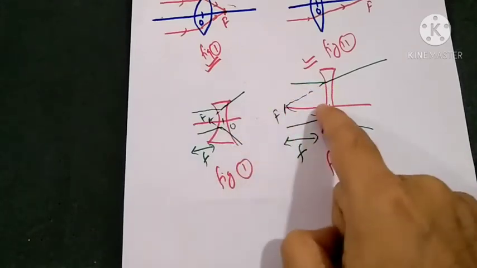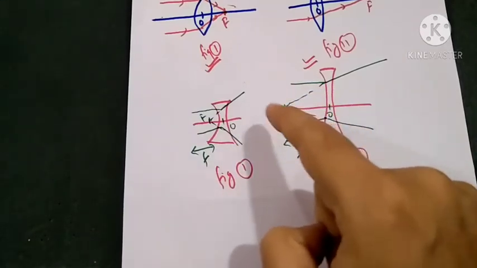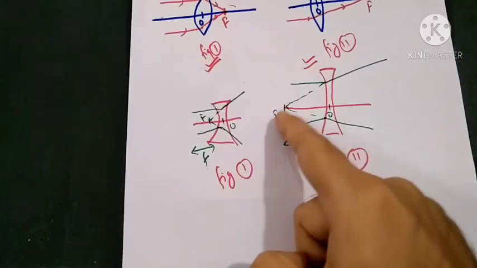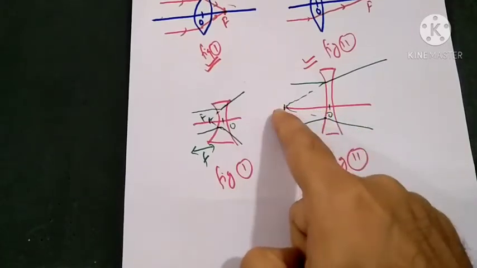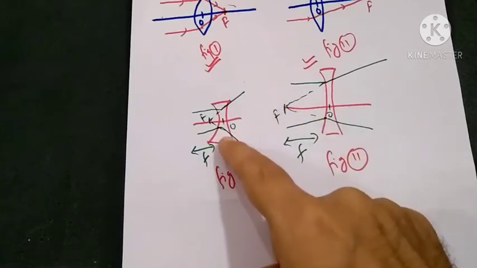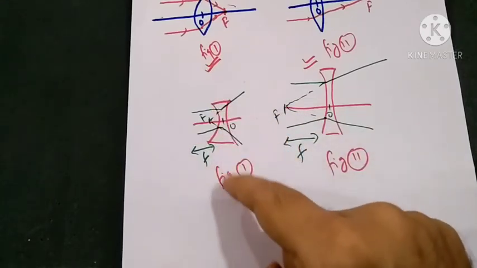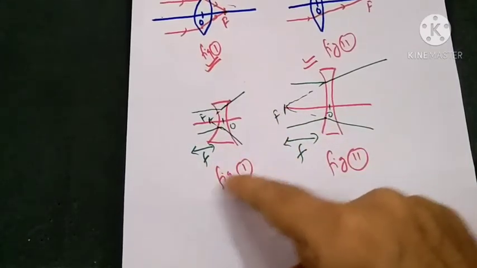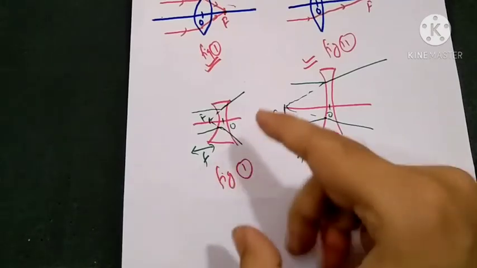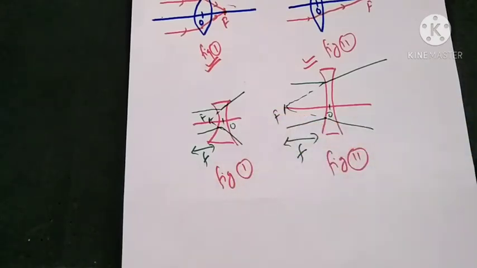Hence, see, the focus of this one is lying a little bit far away from the lens than this one. Hence the concave lens of figure 1 has more power. This is all about the power of a lens for convex as well as concave lenses. We have already investigated all these things. I hope you have understood the power of a lens for convex and concave.